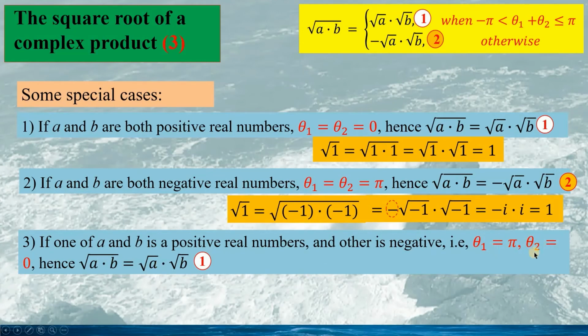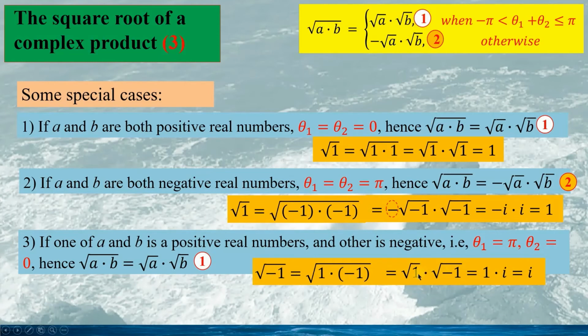Then theta 1 plus theta 2 would be within the limit for the principal value. Therefore, the expression square root of A times B would be given as this, the scenario 1. Now look at the expression. Square root of minus 1 would be expressed as square root of 1 times minus 1. And for scenario 1, we should have the expression as square root of 1 times square root of minus 1, so equaling 1 times i, equaling i. So this again is correct.